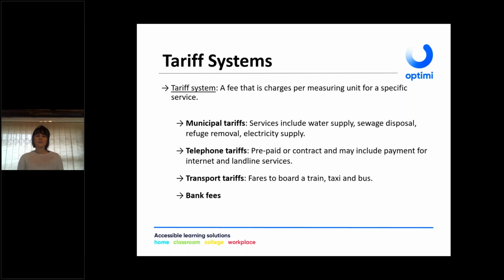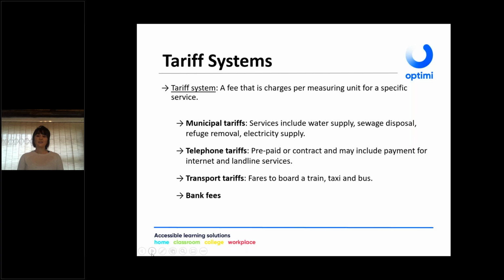Today we are going to be discussing tariff systems. A tariff system refers to a fee that is charged per measuring unit for a specific service. The tariff systems that you would be dealing with during the course of this term is municipal tariffs. That refers to a fee that is paid for services which include water supply, sewage disposal, refuse removal, as well as electricity supply. The second tariff system is telephone tariffs, which can either be prepaid or contract based, and it may include payment for internet and landline services.